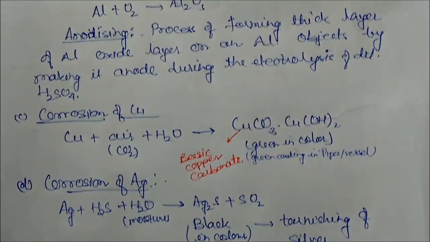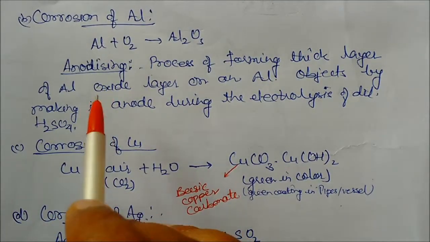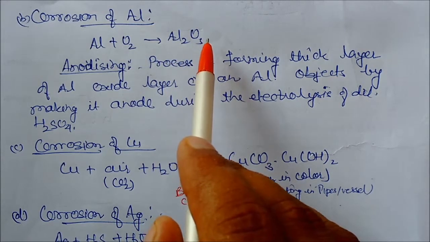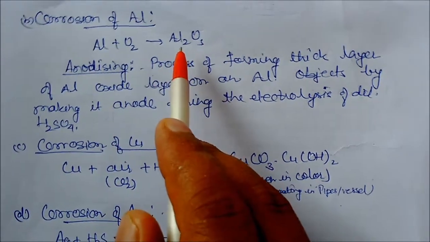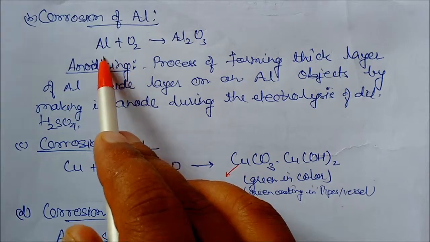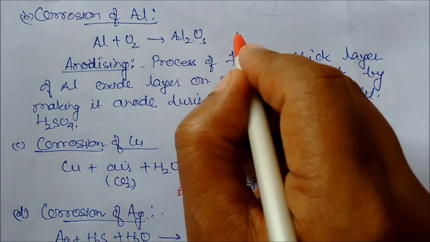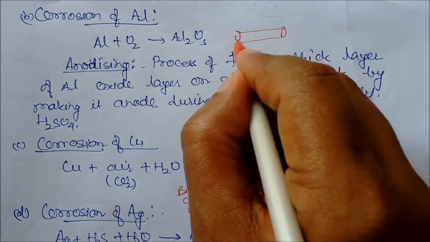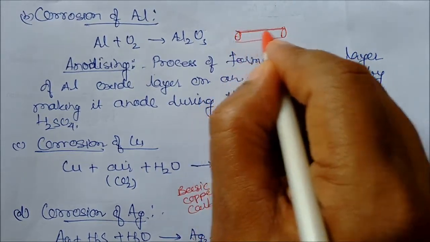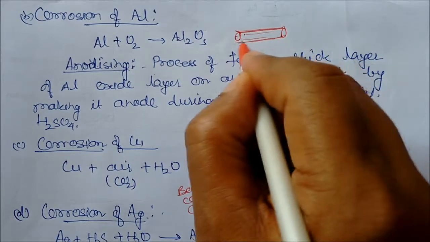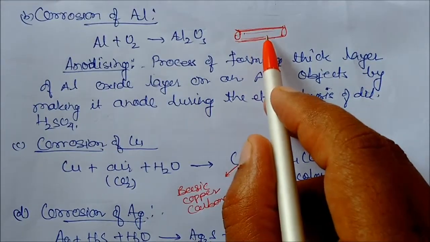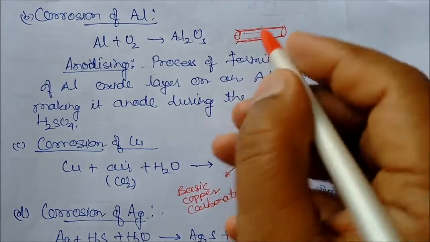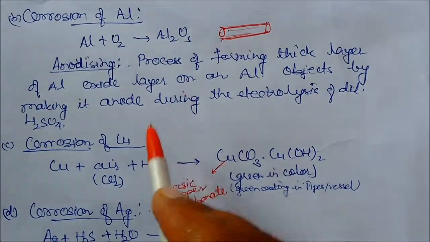Next we will see corrosion of aluminium. Aluminium reacts with oxygen to form aluminium oxide, and we never find aluminium in the pure state; we always find it as aluminium oxide. This is the surface of a wire of aluminium. On the whole surface of the wire we get the oxide layer of aluminium. In this way the inside aluminium is protected by the natural way of corrosion.